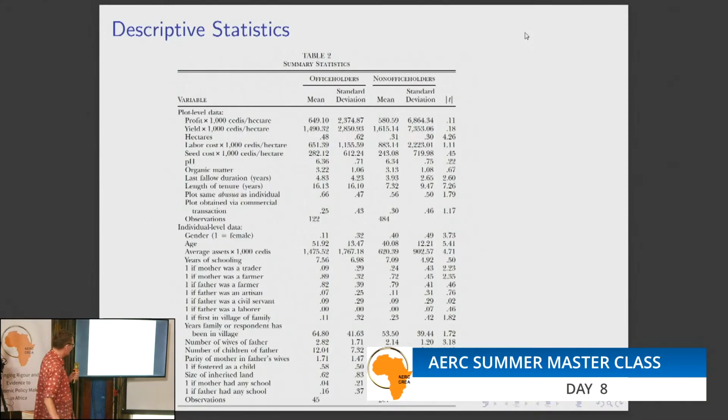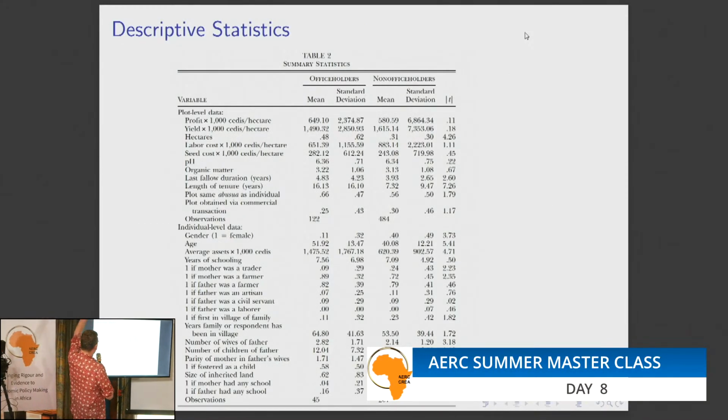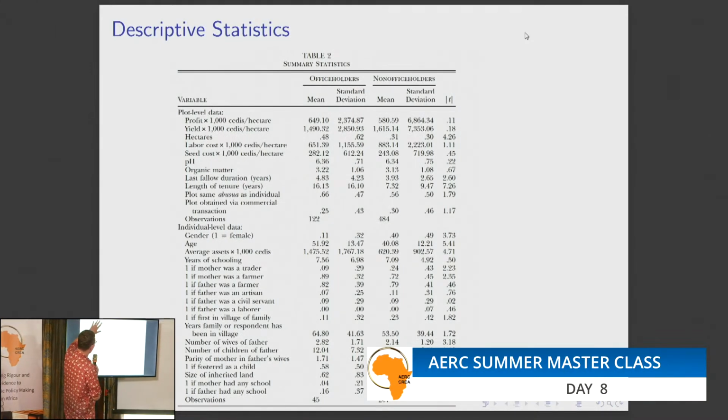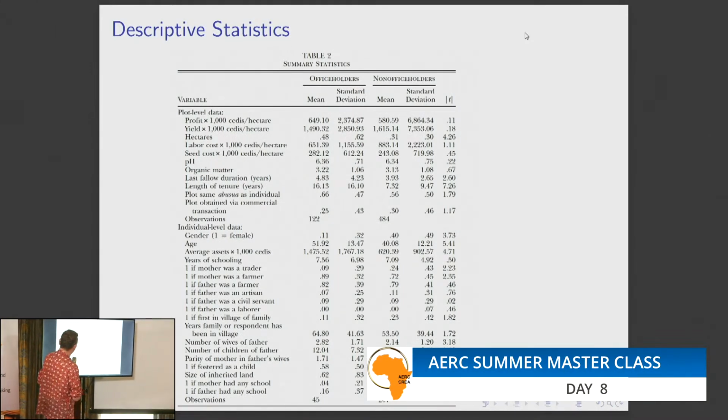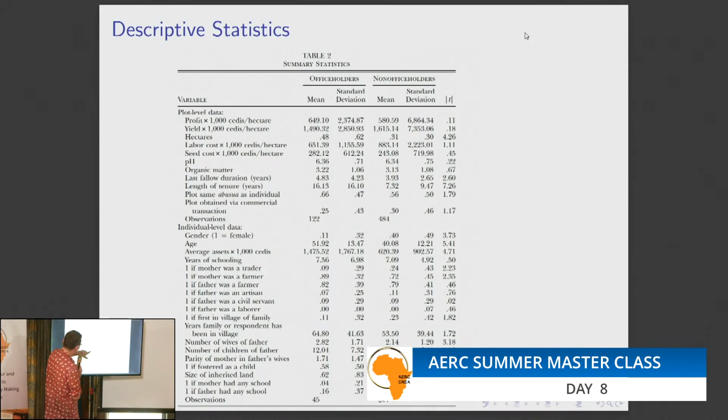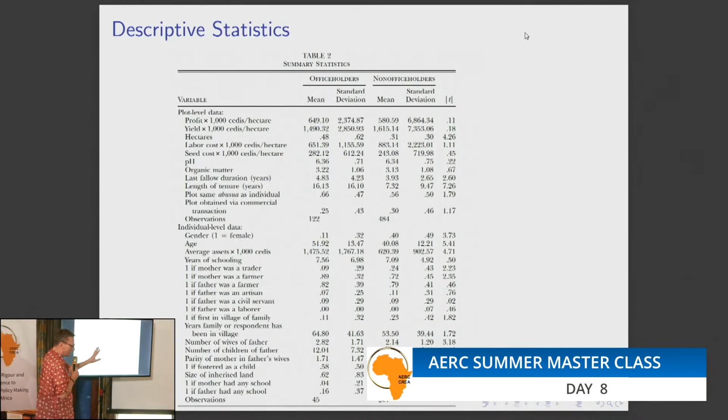Okay, so this is just the descriptive statistics here, looking at office holders and non-office holders, and gender 1 equals female. So there are some women office holders, and I'll talk about queen mothers in a little bit, because I think there's a whole layer of this that they never got into, which I find very interesting. And then they collected very detailed information on, you know, on here.